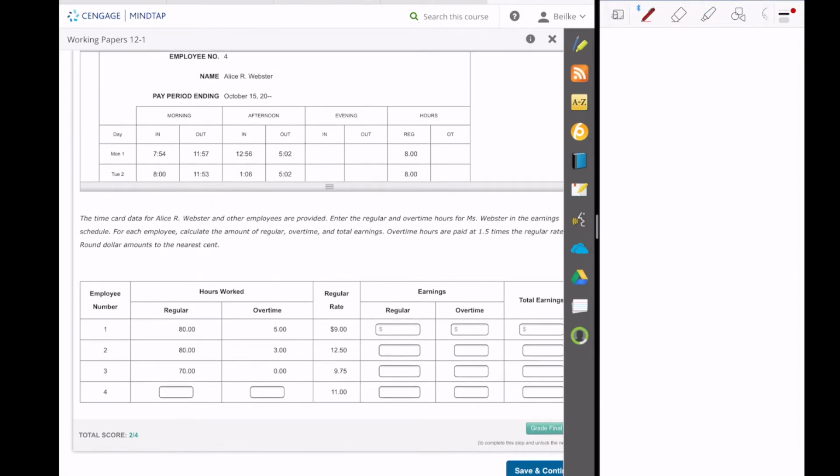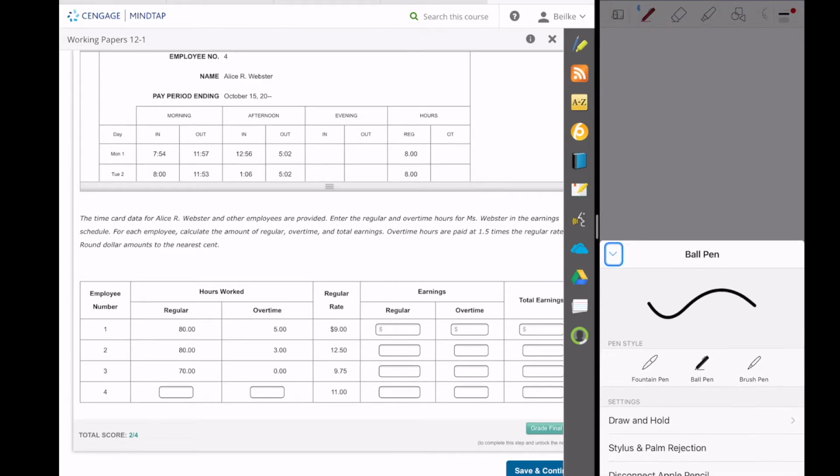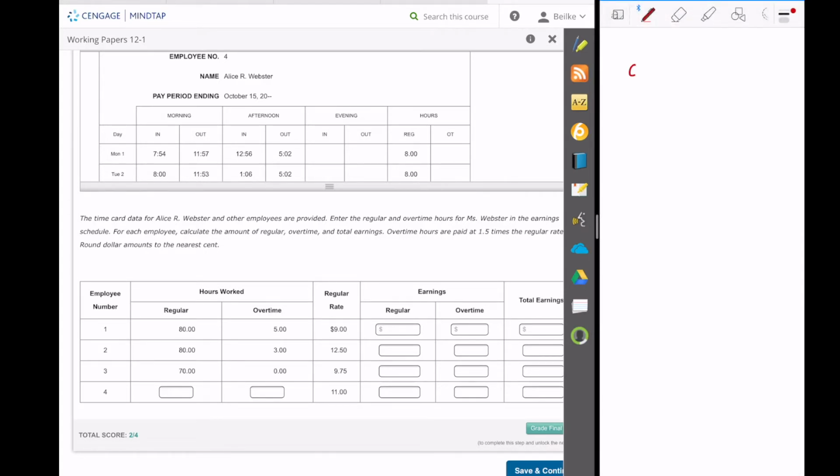Okay, so we've got the first employee, number 1. Okay, if you look at employee number 1, it's this one right here. We're going to go across. So the regular hours was 80 hours times the regular rate is $9 an hour. If you take that, you should come up with $720.